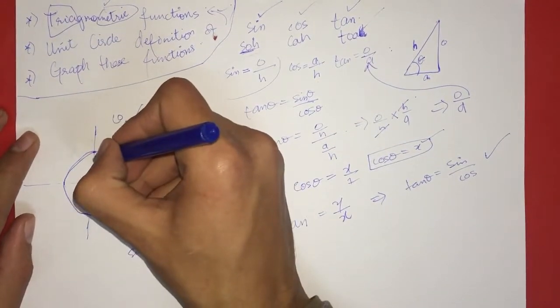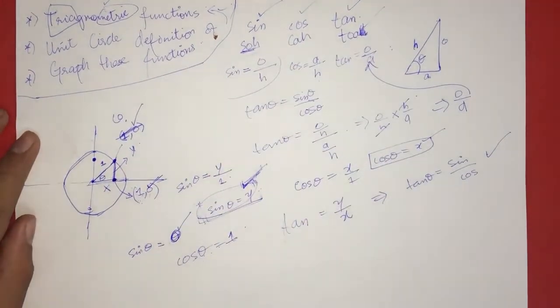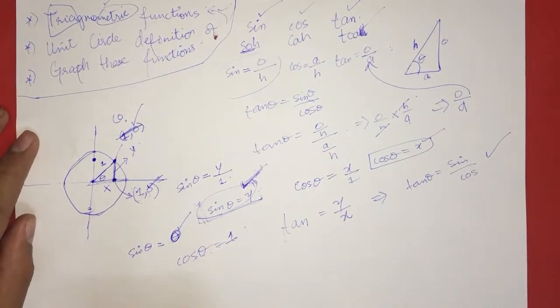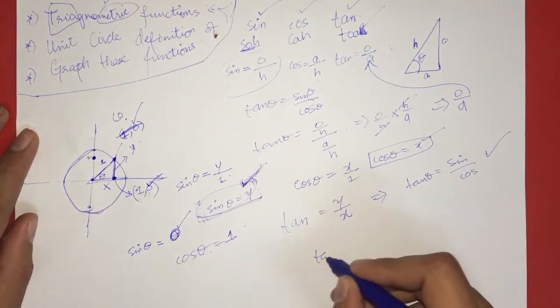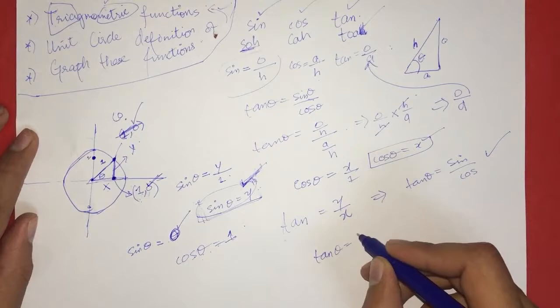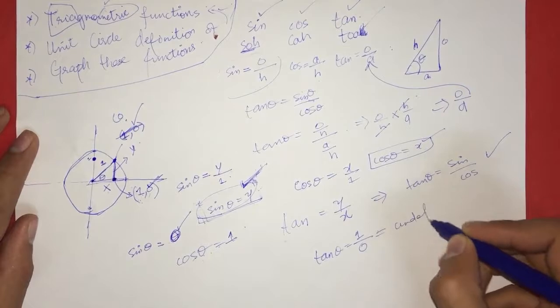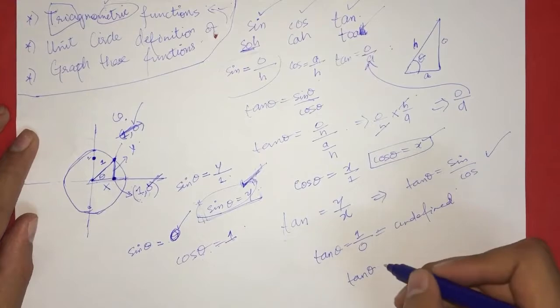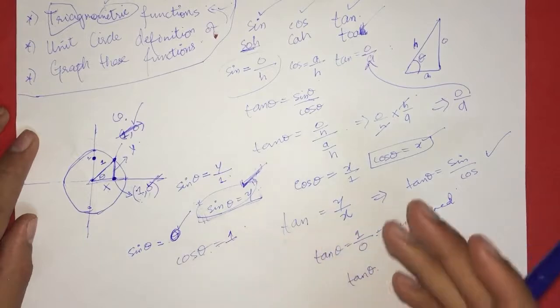Let's say the point is right here. That means it's approaching 90 degrees. So what is its tan going to be? Tan theta equals y over x. We have y equal to 1 and x equal to 0, and anything divided by 0 is undefined. So tan theta is undefined when x equals 0.